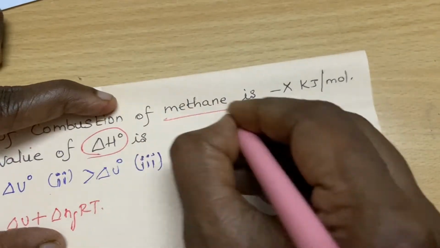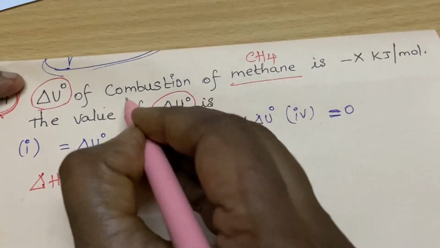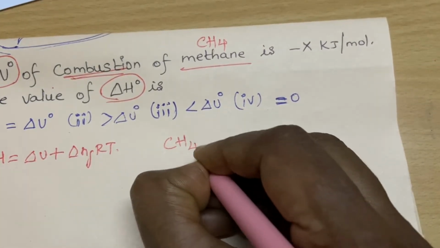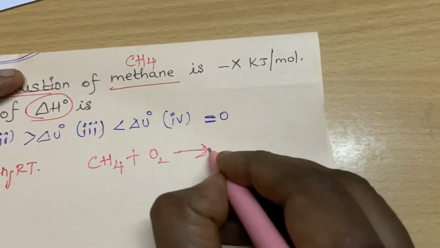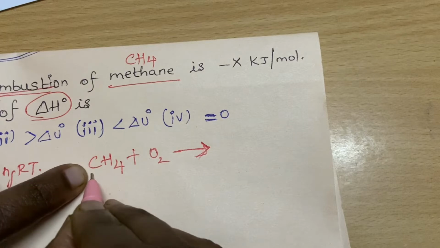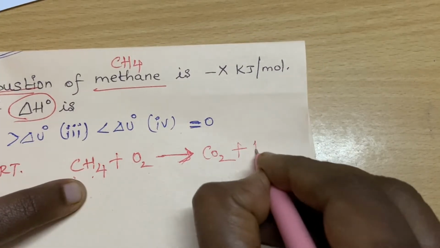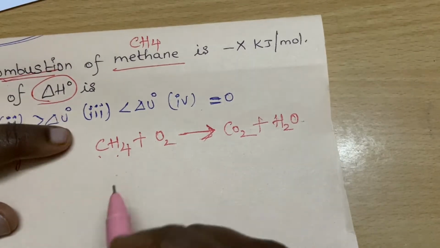Okay, so methane is CH4. So some formulas you have to remember. Combustion they have written. What is combustion, students? Combustion means reaction with oxygen. How to write the formula? Convert all the carbon to carbon dioxide and hydrogen to water. That's all. Then balance the equation. This is the combustion equation of methane.